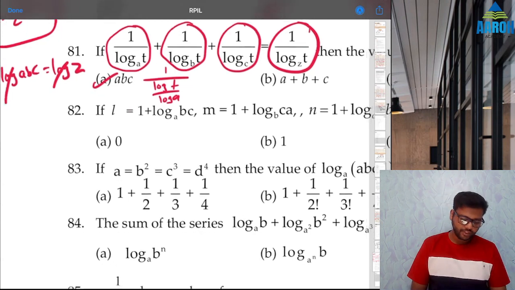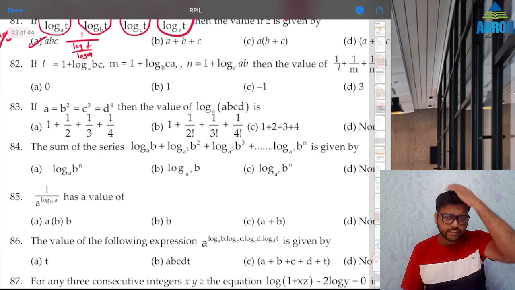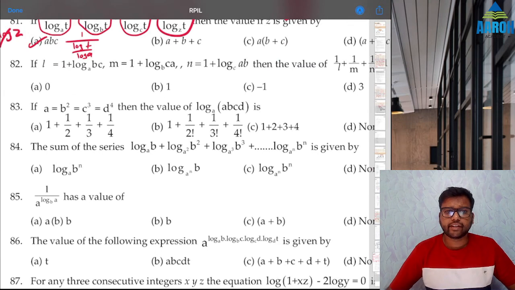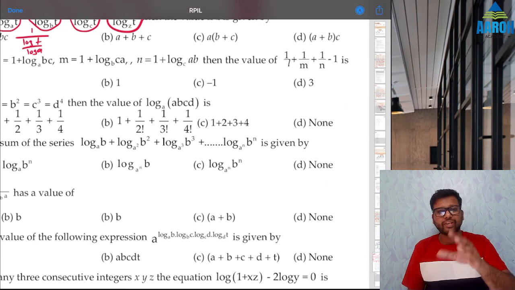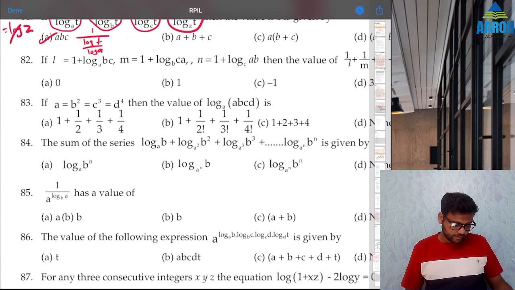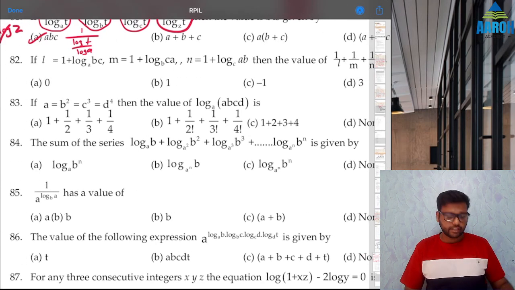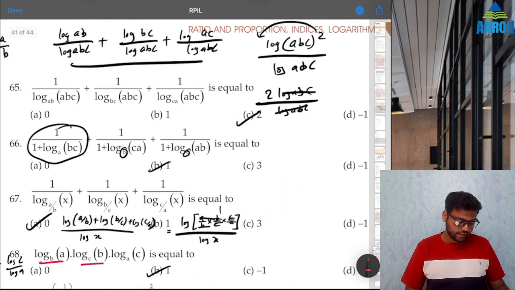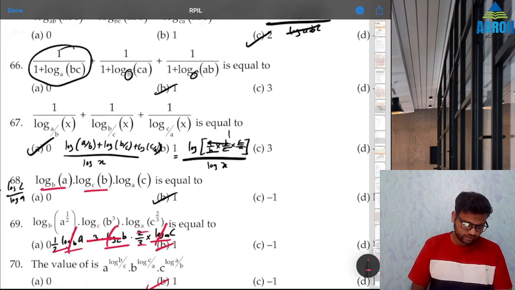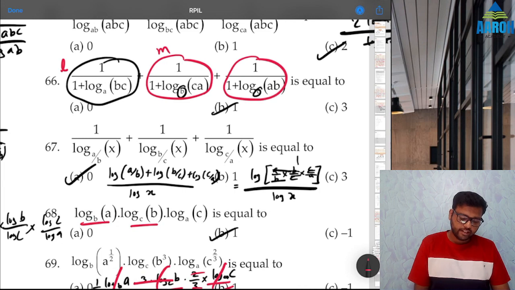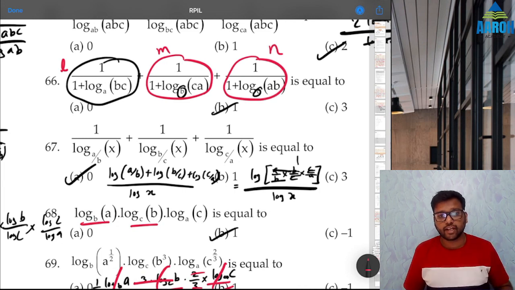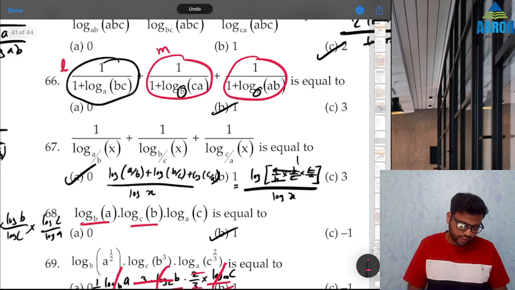Okay. Fine. 82. If L is equal to 1 plus log bc to base a, m is equal to 1 plus log ca to base b, n is equal to 1 plus log ab to base c, then what is the value of this? Okay. Again, different base, so you can just change the base. I think this question we have already covered. I mean, a similar question is there. If you observe question number 66 and compare it with the current question, this is L, this is M, and this is N. Okay, that is what they have given directly, right? So sorry, the denominator, I think, I don't know, let me check.